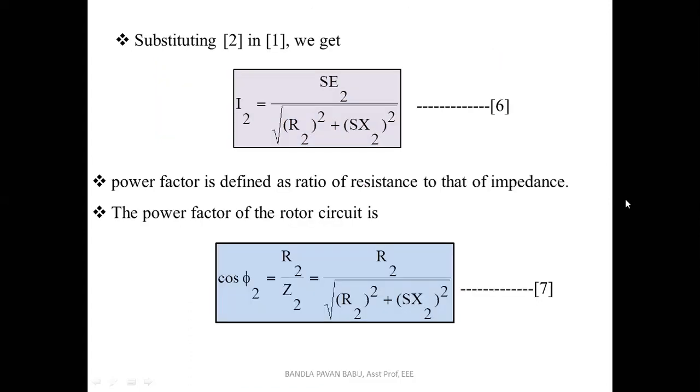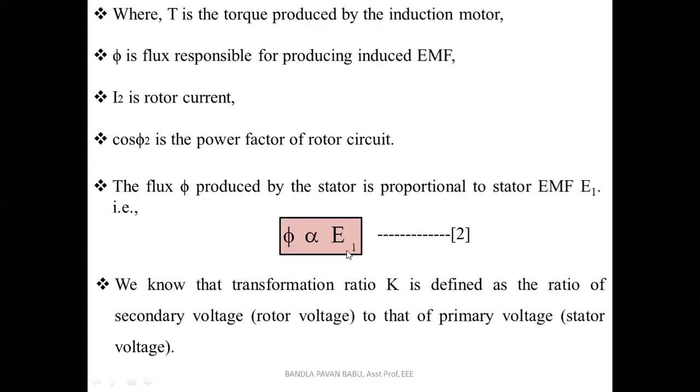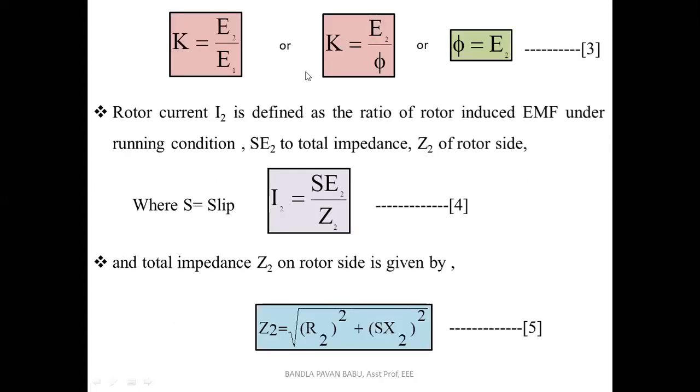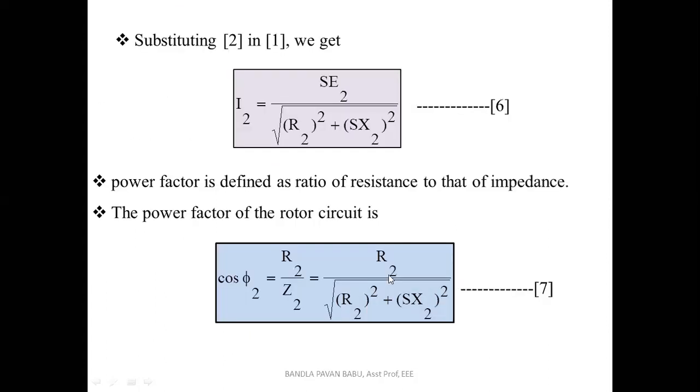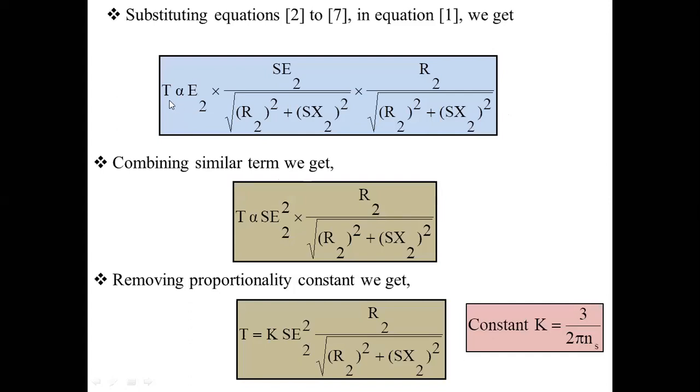2 to 7 means: 2 is the flux proportional to E1, and the next are the secondary current I2, the rotor impedance Z2, and the power factor. Substituting all these values, we get T is proportional to E2 into I2, that is S into E2 by root of R2 square plus S into X2 whole square, into the power factor. The power factor is R2 by root of R2 square plus S into X2 whole square.